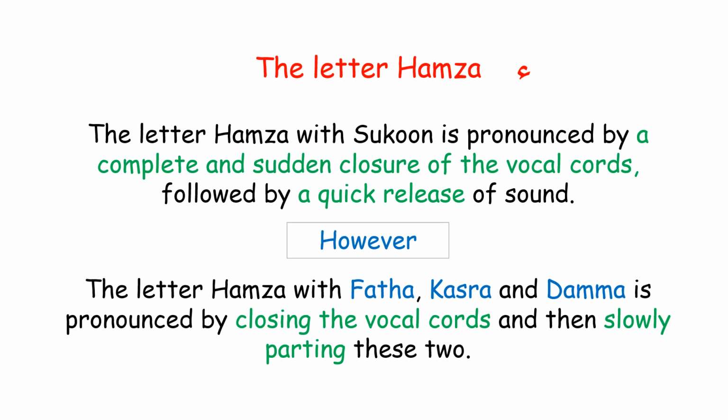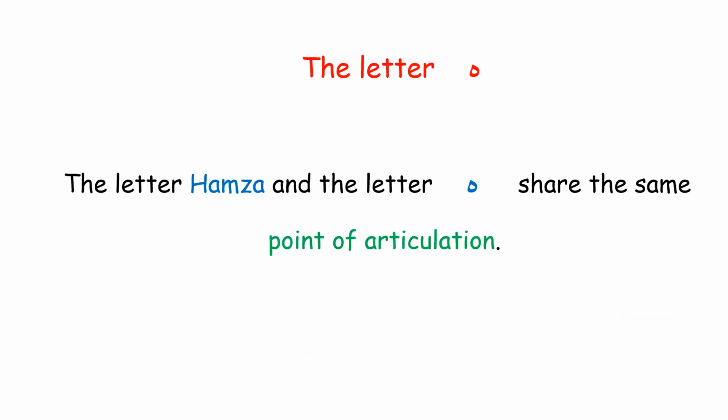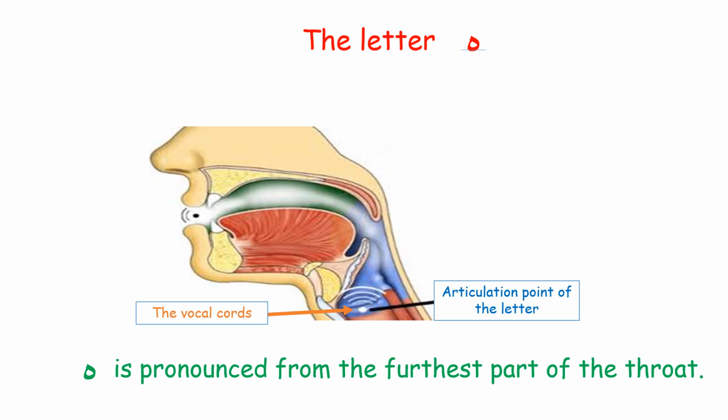Now let's move on to the letter Ha. And actually, even though we are moving to another letter, we won't physically budge. The reason why, the letters Hamza and Ha are housemates. In other words, they share the same point of articulation. So, as a deduction, we will say that the letter Ha also comes from the furthest part of the throat where the vocal cords are.